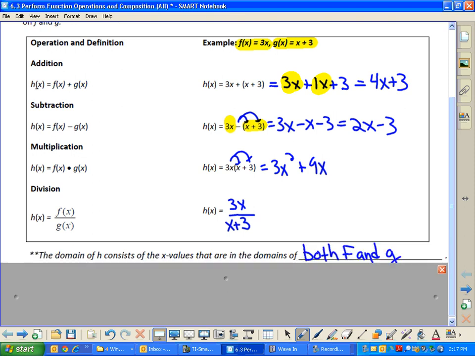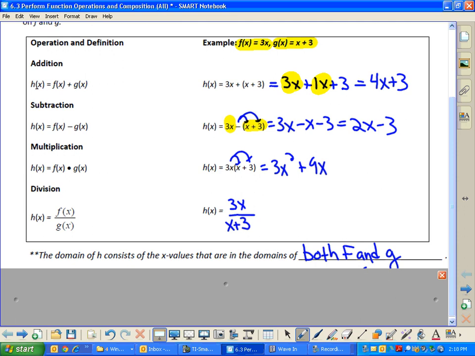What you should notice is that when you want to find the domain of your composite function here, or of your function that's sort of combined, made up of two functions, the domain of that new function has to consist of values in the domains of both f and g, so both of your original functions. If you were super worried about it, you could always throw it into your graphing calculator and check the graph and identify the domain that way.